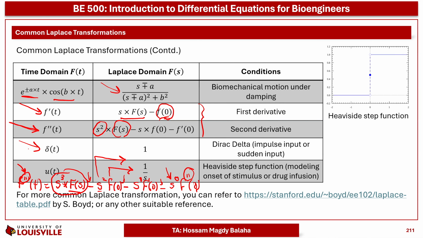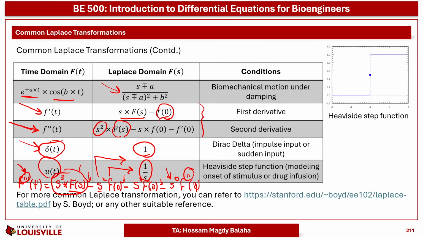The second one is called the Dirac delta, or impulse input or sudden input. Its Laplace transform will be 1, and the unit function or the step function or Heaviside step function, its Laplace transform will be 1 over s.